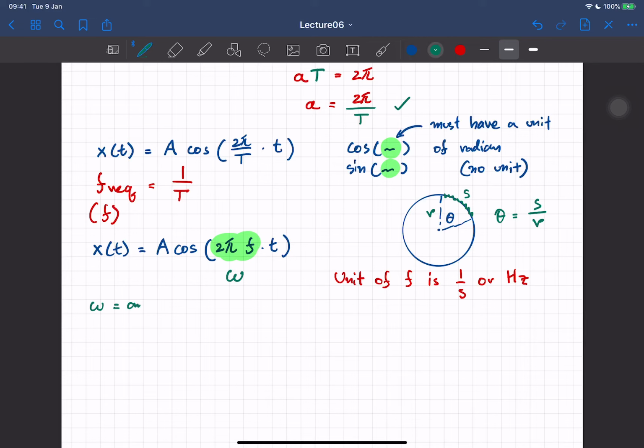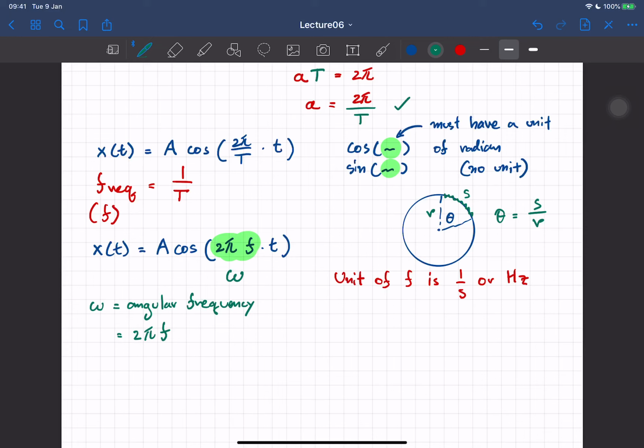This is called angular frequency. Instead of angular velocity, because this is to prevent confusion with the circular motion. So instead of calling it angular velocity, we call it angular frequency here. And it's given by 2 pi f. Right, so omega and f are the same thing that differ only by a 2 pi factor.